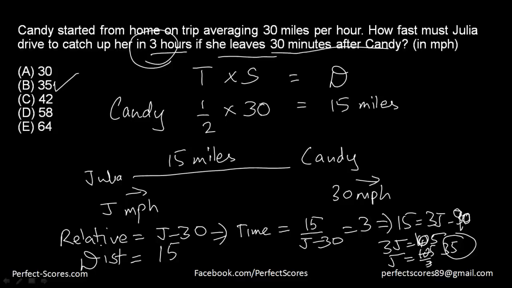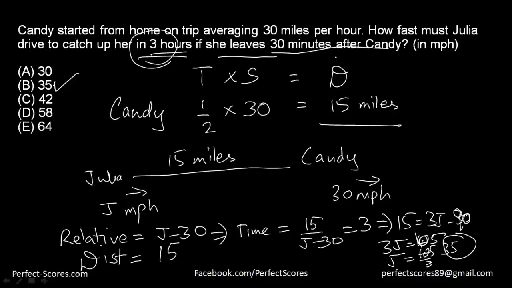The speed is 30 and in half an hour it is going to travel 15 miles, so the distance between them is 15 miles. So Julia travels at the rate of J miles per hour and Candy travels at the rate of 30 miles per hour. So the relative speed is J minus 30 and the distance between them is 15 miles. So the time taken is 15 divided by J minus 30, which is equal to 3 hours, which is given in the question. And from there we calculate the speed of Julia, which comes down to 35 miles per hour, right? So suppose everyone has understood the question.